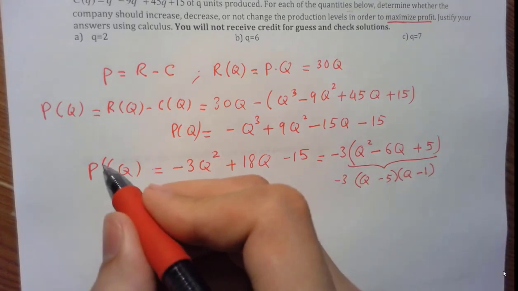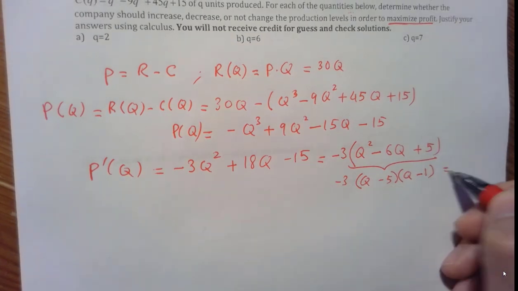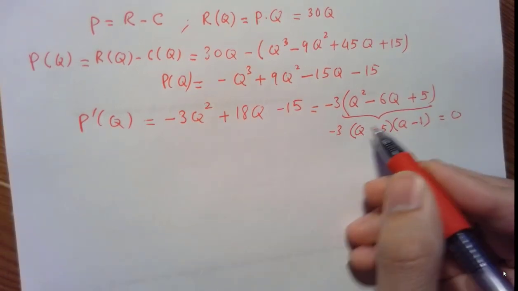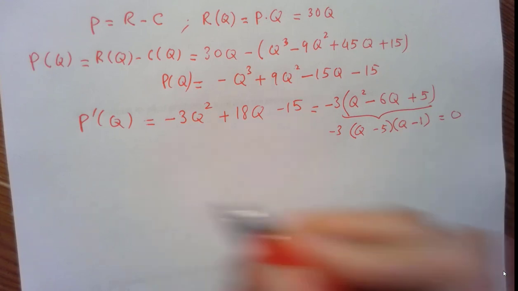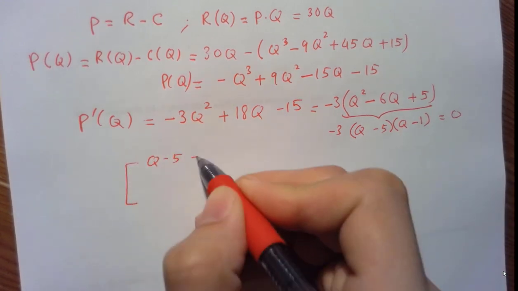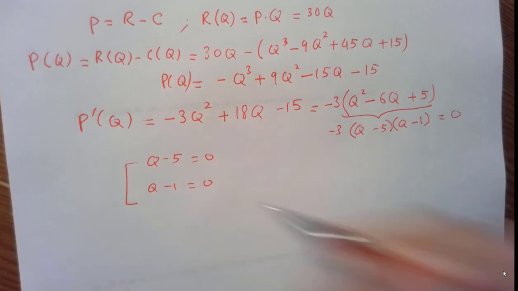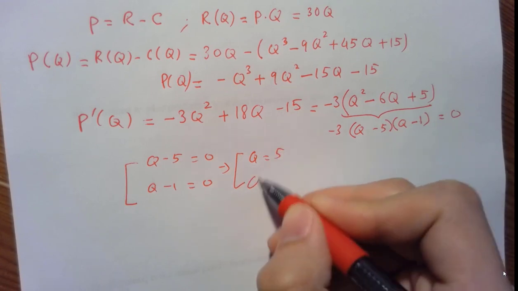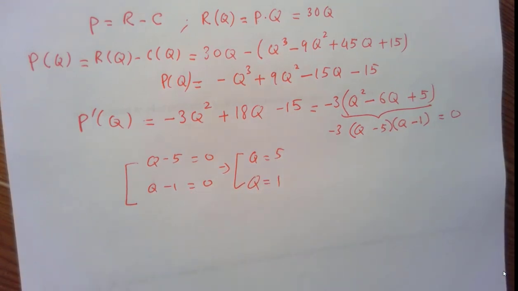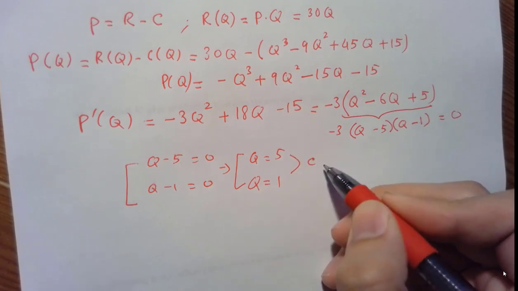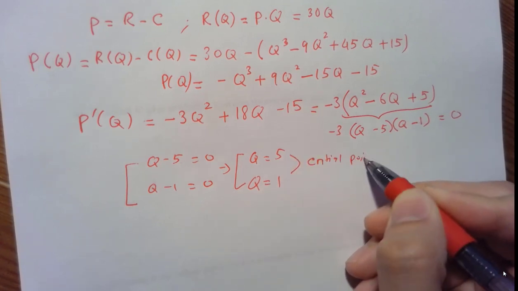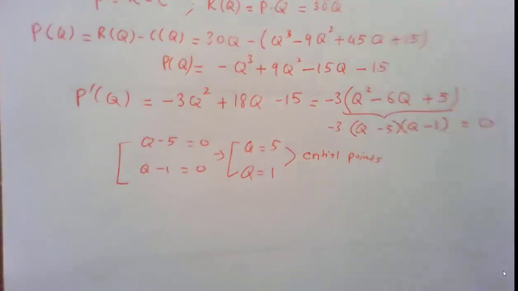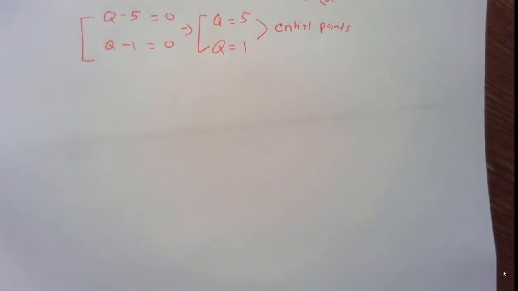We want to find the critical points, so we set P prime of Q equal to 0. Using the zero factor property, we set these two expressions to 0: Q minus 5 equals 0, or Q minus 1 equals 0. Adding 5 on both sides, Q is 5, and adding 1 to both sides, Q is 1. So the critical points are 5 and 1. We are looking for a local max here.